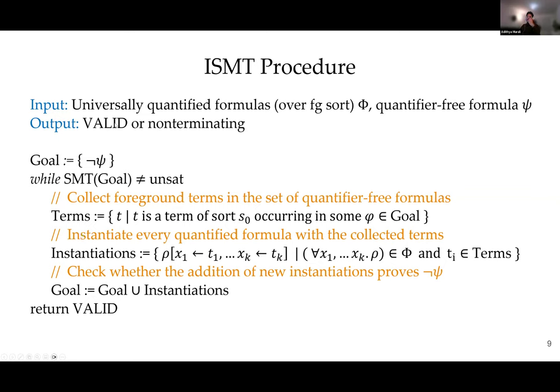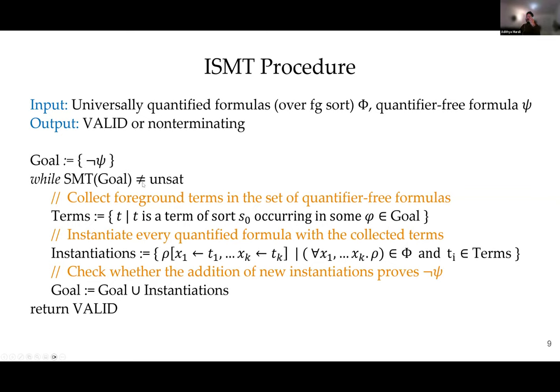So it'll either terminate and say that the theorem is valid, that psi is in fact valid under phi, or it'll go on forever. And the way it does this is that it starts out by negating the goal. So we're going to check satisfiability of the negation of the formula. We want to check whether phi implies psi. We're going to check whether assuming phi and not psi is provable, right? And if it's not, you will get satisfiable. So if it is, you will get unsat, which is what we want. So this loop goes on forever until you reach unsat.